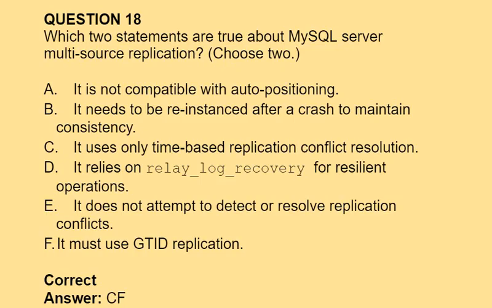Option D, it relies on relay log recovery for resilient operations. Option E, it does not attempt to detect or resolve replication conflicts. Option F, it must use GTID replication. Correct answer is option C and option F.